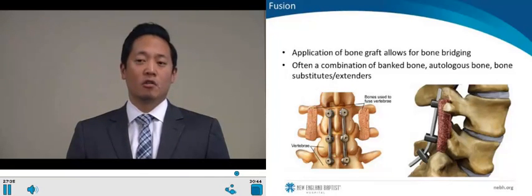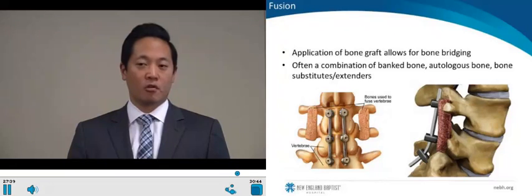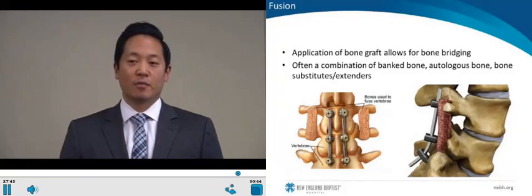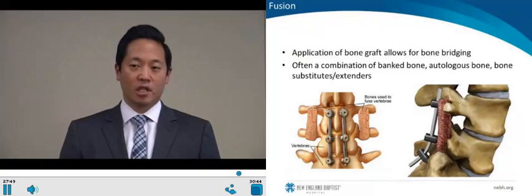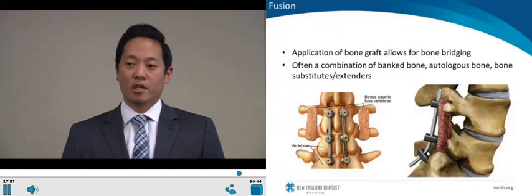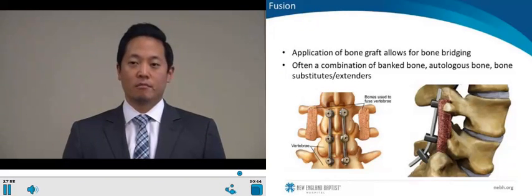In a year, our expectation is that solid bony bridging would have occurred across the area where the bone graft was applied. Oftentimes, bone graft is used autologously in conjunction with bone graft substitutes as well as other extenders, which can help increase the rate of fusion or decrease the need to harvest autologous bone.